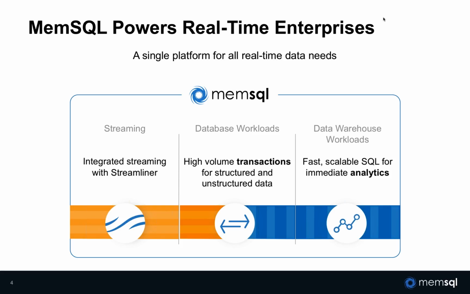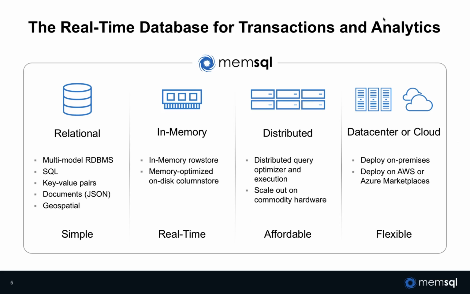MemSQL powers real-time enterprises by delivering a single platform for all real-time data needs. So here in this slide, you see a more in-depth version of the diagram in the previous slide. MemSQL can handle streaming data through an integrated tool called MemSQL Streamliner, which I'll discuss in a bit. MemSQL can handle standard transactional database workloads through its in-memory row store. And MemSQL can also handle fast, scalable SQL for analytics through its disk-based column store.